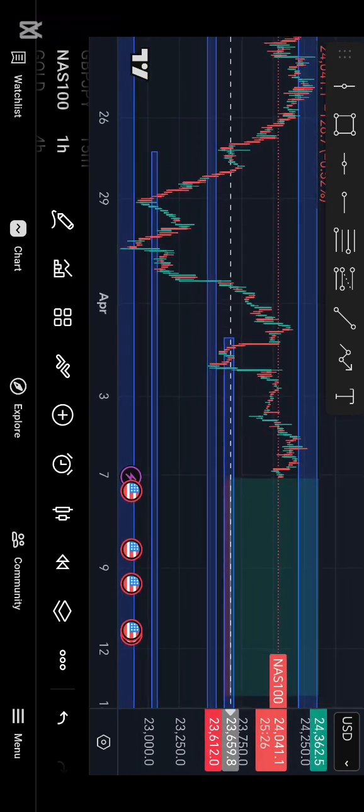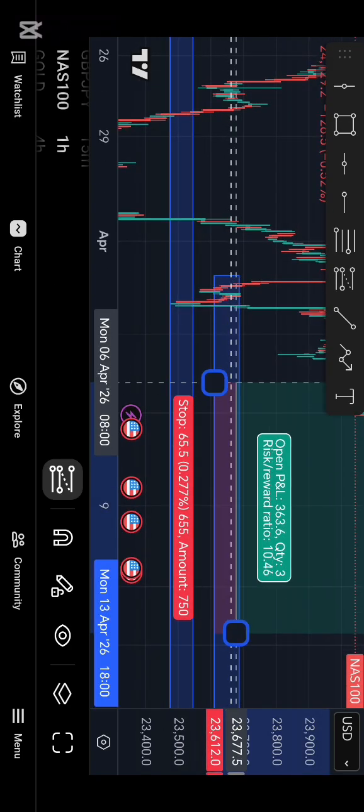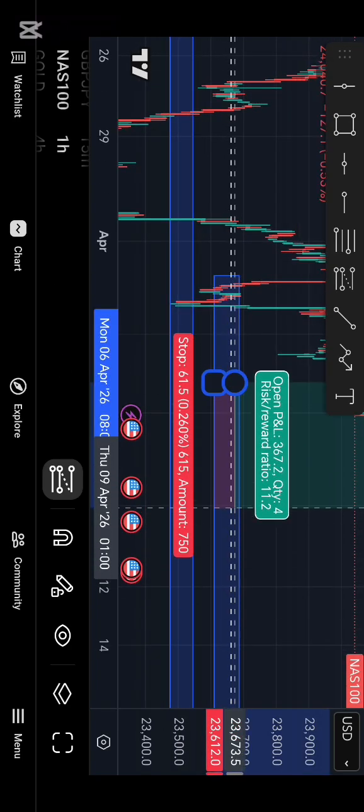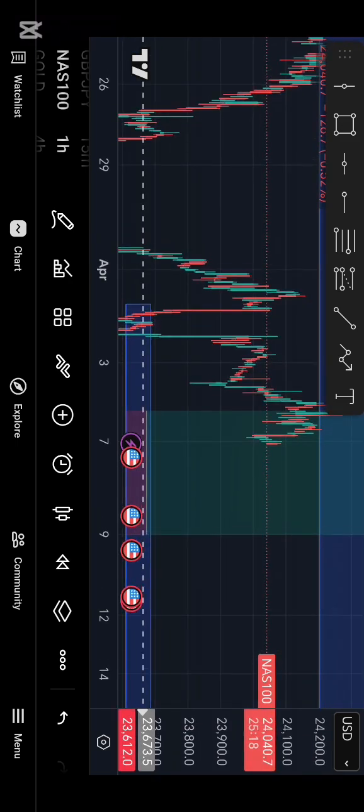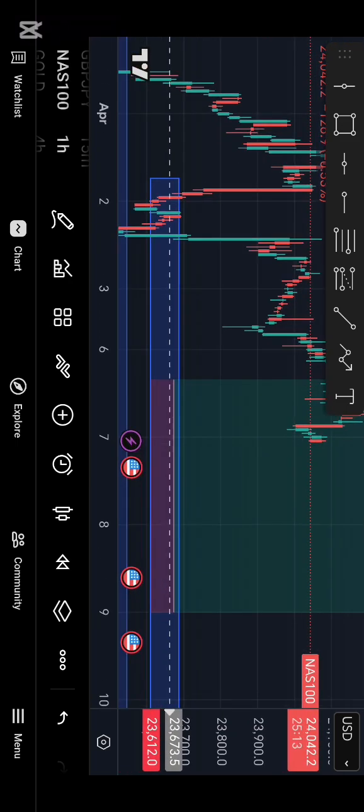So yeah, that's the one pair that I'll be looking at for this week, as well as CADJPY. I'll be doing an analysis on CADJPY shortly, so stay tuned.